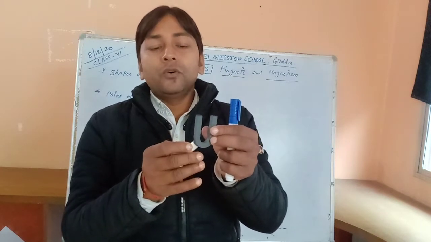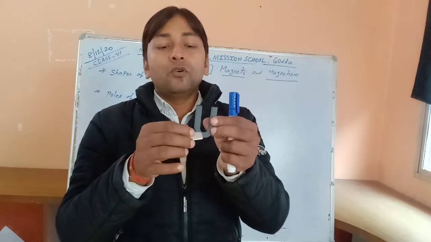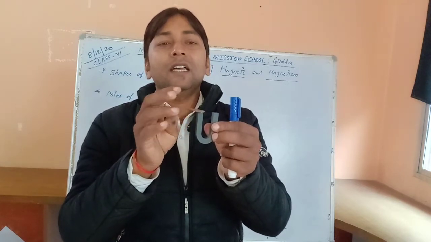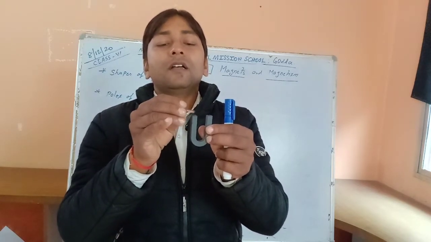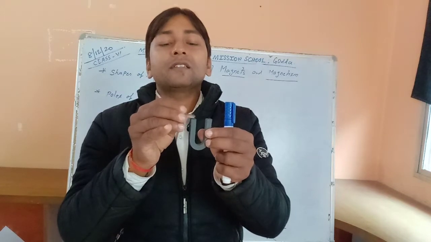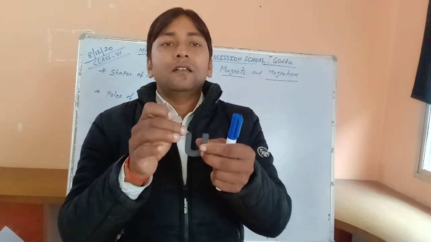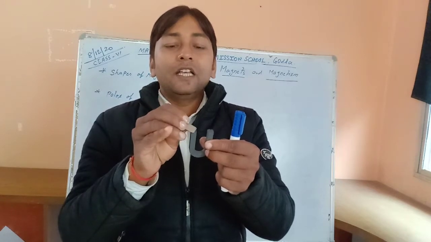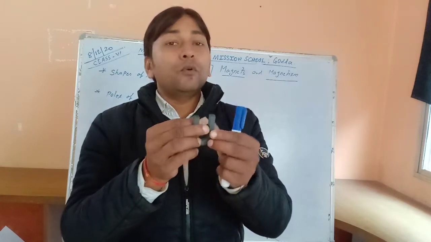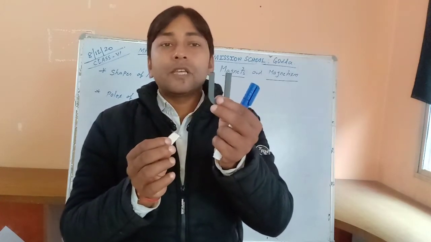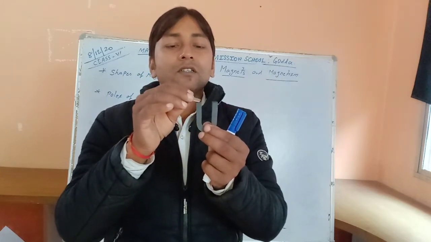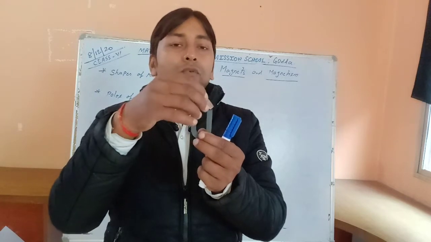But when you move towards its end, the maximum power of attraction is at the top of the U-shaped magnet. So where are the magnetic poles of a U-shaped magnet? Here. This is one pole and this is another pole.